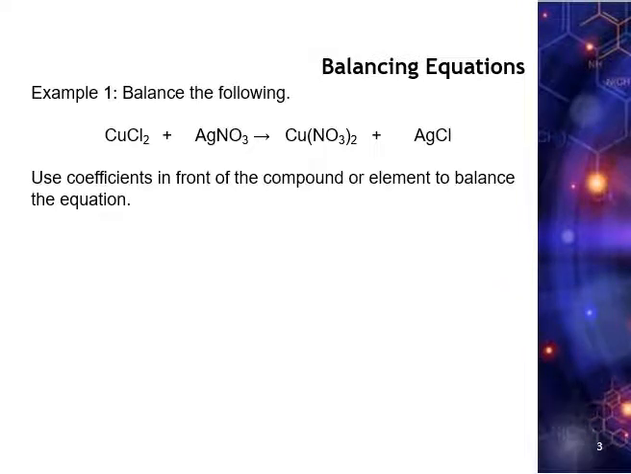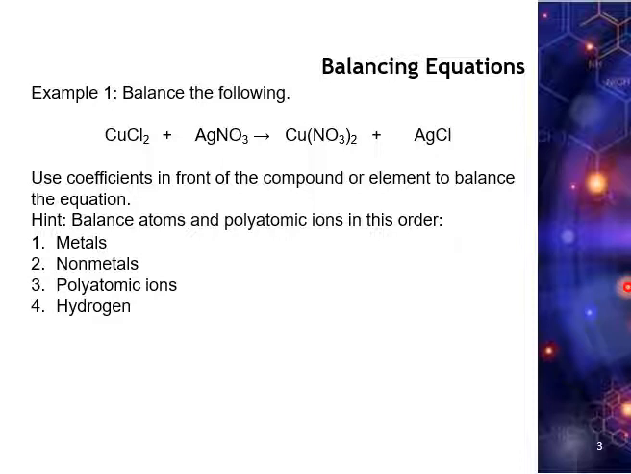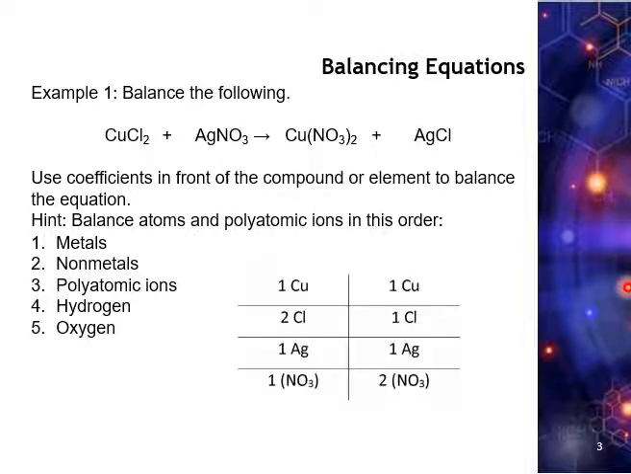Use coefficients in front of the compound or element to balance the equation. If I put a number here, a coefficient, it multiplies by every component of the compound. Hint: balance atoms and polyatomic ions in this order. Metals first, second nonmetals, third polyatomic ions, next to last hydrogen, last oxygen.